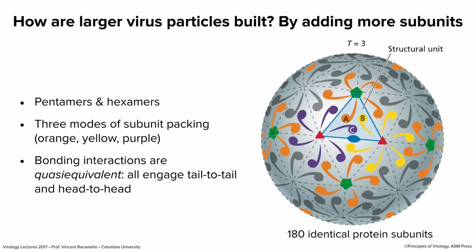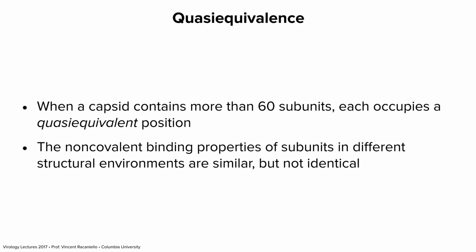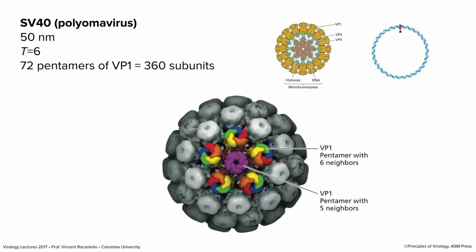So that's a slightly bigger virus, and it's built, as are all the viruses that are even bigger, with quasi-equivalent. When a capsid contains more than 60 subunits, each occupies a quasi-equivalent position. And I've already said this to you, but the binding properties of subunits in different environments are similar but not identical. That's what we mean by quasi-equivalent. They're head-to-head, tail-to-tail, but there are subtle differences that allow for the construction of bigger virus particles.